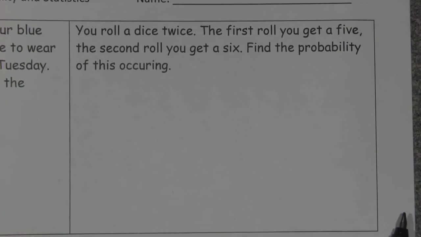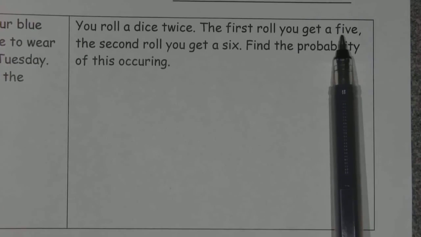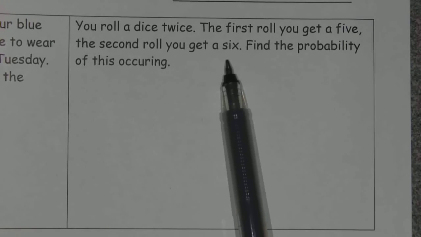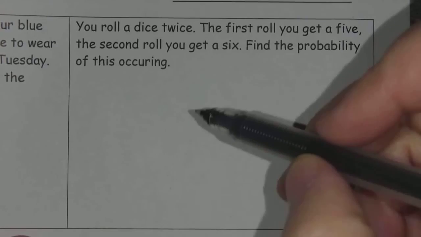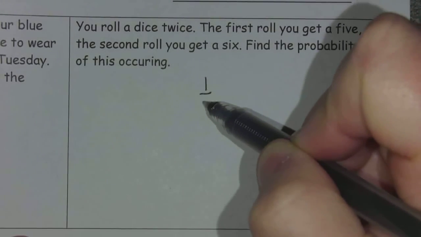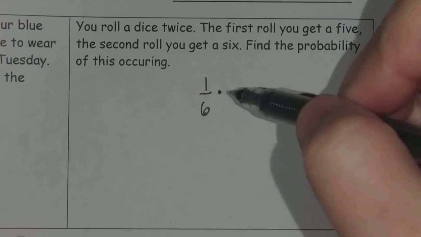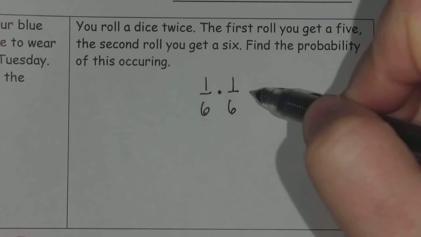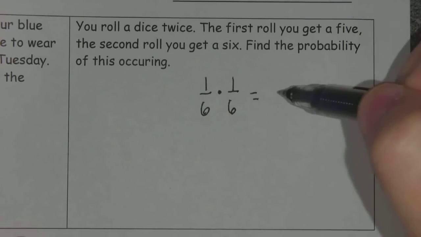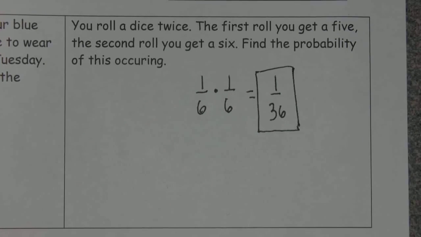Okay, one last one. You roll a dice twice. The first roll you get is a 5. The second roll you get is a 6. Find the probability of this occurring. So what's the probability of getting a 5 the first time? 1 out of 6. What's the probability of getting a 6 the second time? Yeah, they didn't even actually affect each other, did they? So what's the probability of that happening? 1 over 36. Okay. Questions on independent or dependent?